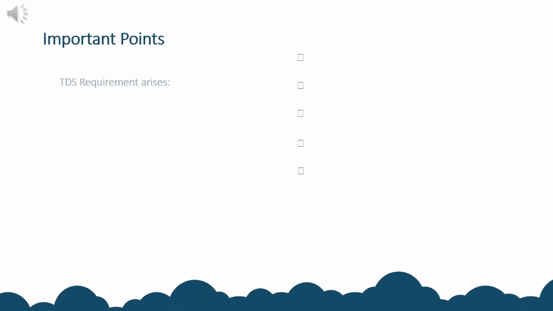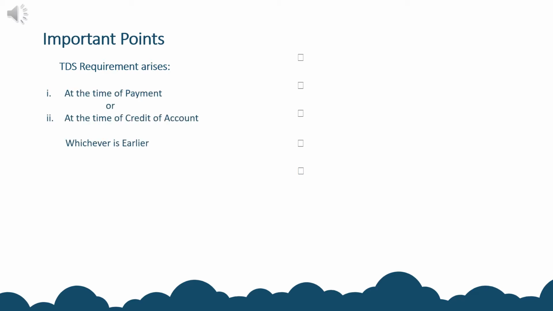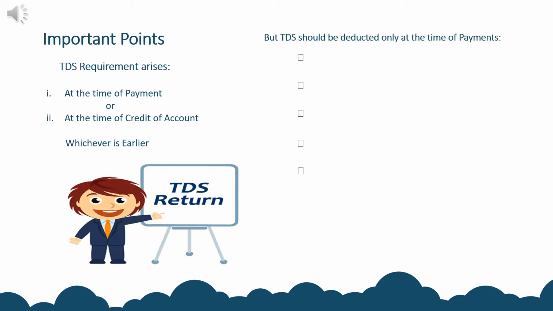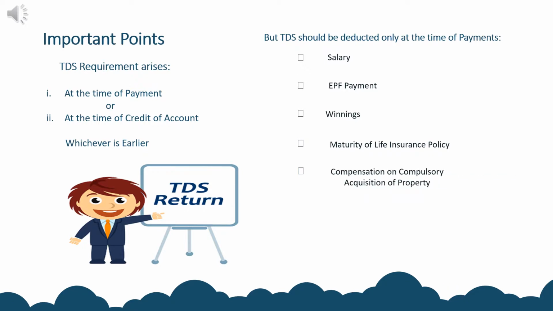Important points. Requirement to deduct tax at source arises: 1. at the time of payment, or 2. at the time of credit to the account of the person, whichever is earlier. But tax should be deducted only at the time of payment in the following cases: salary, EPF payment, winnings, maturity of life insurance policies, compensation on compulsory acquisition of immovable property.